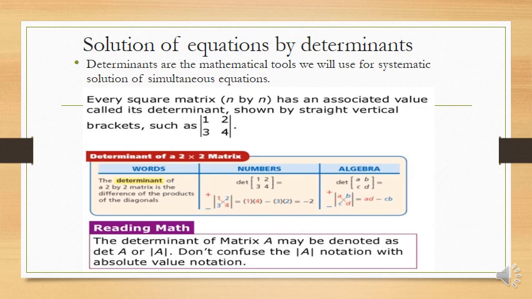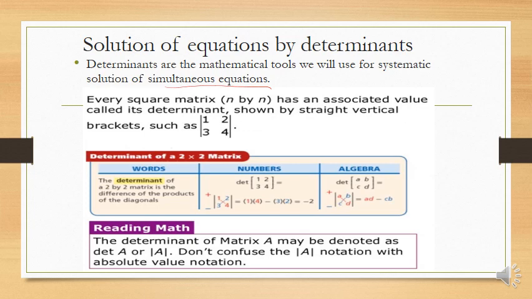Yes, determinants are mathematical tools we will use for systematic solution of simultaneous equations, right? If we have an n by n matrix, we first have to find the determinant, and after that we can find the required values. Now, how can we find the determinant?